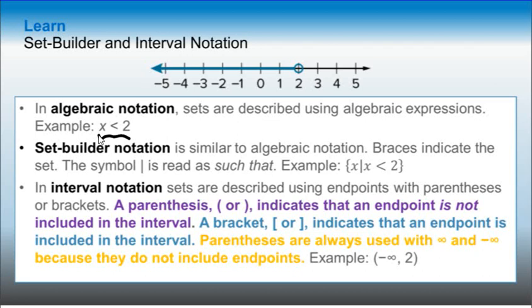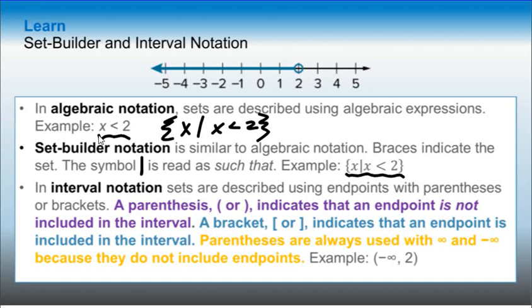But for set builder notation, that's similar to algebraic notation, but you have braces that indicate the set. And the symbol, this bar line, is just read as "such that." So in set builder notation, you would have braces, and you would read that as x such that x is less than 2. You're just putting what you did in algebraic notation in braces: x such that x is less than 2. That's set builder notation. And the third way is interval notation.